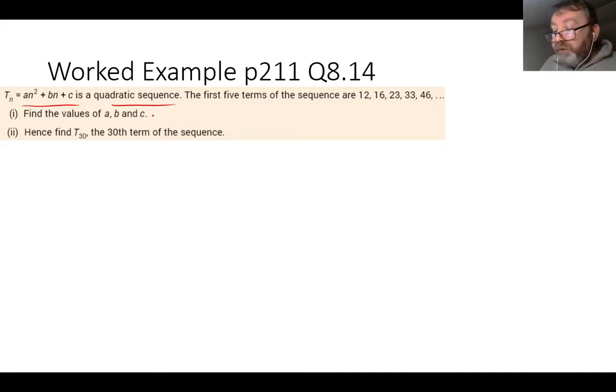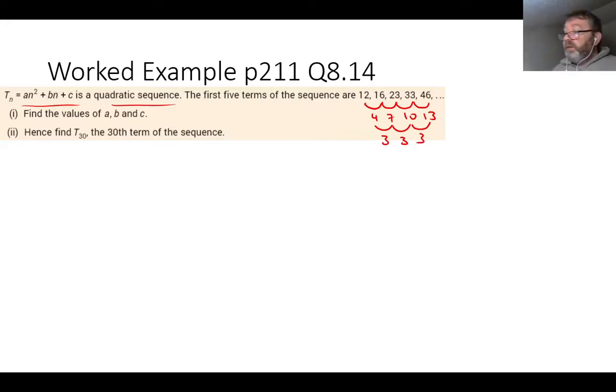Now, because I know it's a quadratic sequence, I immediately look to see what is the second difference. 12 to 16, 4. 16 to 23, what's that? 7. 23 to 33 is 10. And then 33 to 46 is 13. So we don't expect a constant to follow in the first level. If we did, it'd be an arithmetic sequence. It's not. It's quadratic. So now I expect to get my constant falling out. 3, 3, and 3.